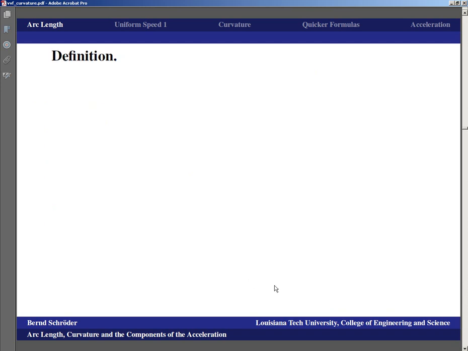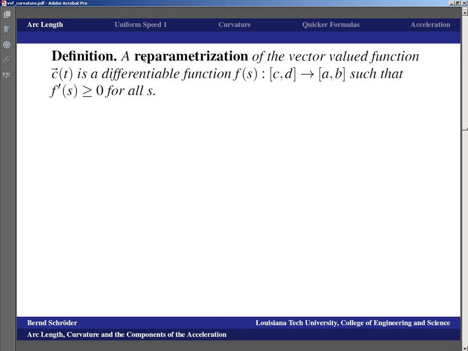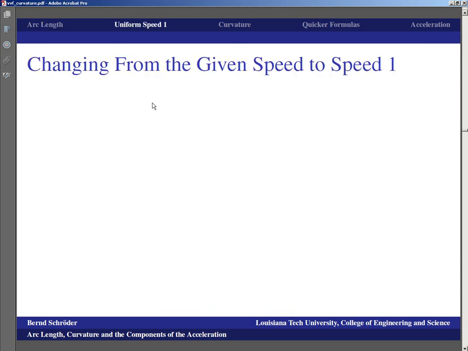That actually is a key insight, because one of the things that will be very important for us as we formally define the curvature is that a reparametrization of a vector-valued function c of t is a differentiable function f of s going from an interval cd to the interval ab, so that f prime of s is greater than or equal to 0 for all s.